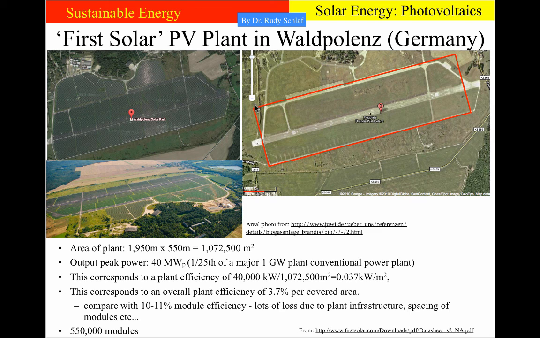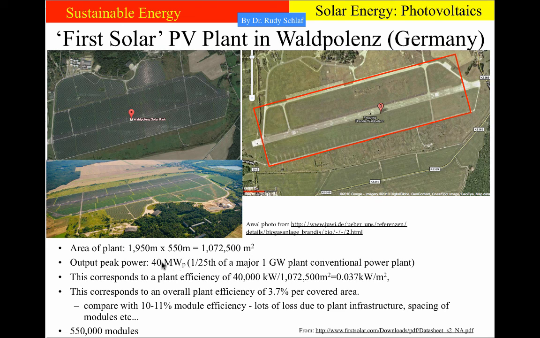We can calculate now based on this area. I just measured it on this Google aerial photo. They give you a scale. So this is 900 meters, the red bar. And so I was able to calculate the area of this plant. So it comes out to about 2 kilometers by half a kilometer. And that is just about 1 million square meters.